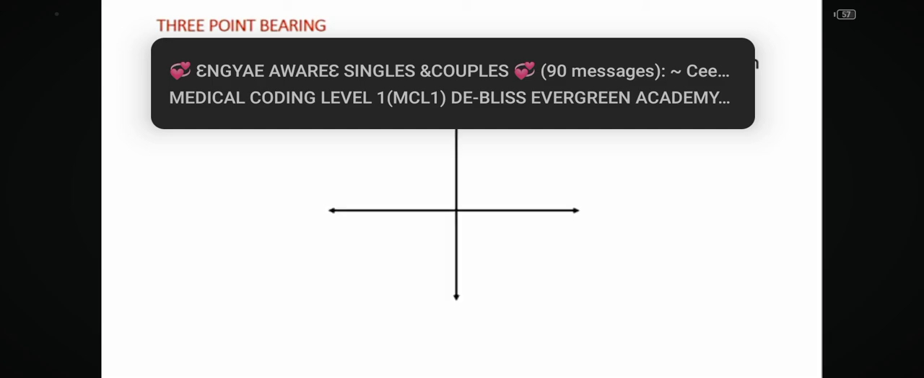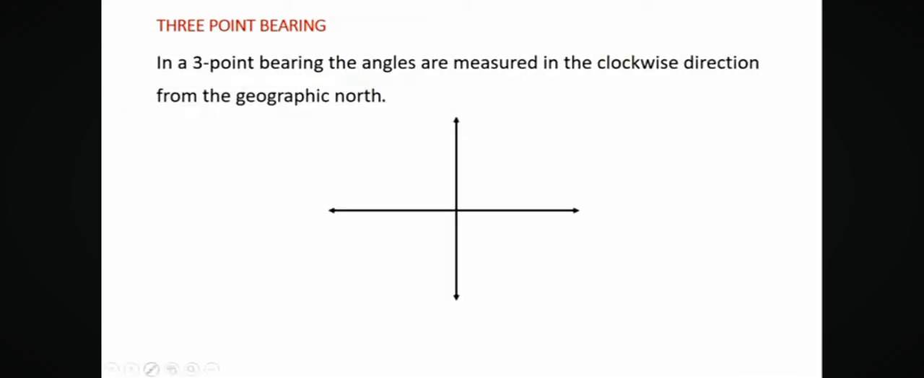Now, we saw from the previous video that when we draw our diagram this way, this point here is the geographic north, or the north. For 3-point bearings, the angles are always measured from the north, and they are always measured in the clockwise direction. So for 3-point bearings, the angles are always measured from this north in this direction. So we always measure the angles in the clockwise direction from the north.